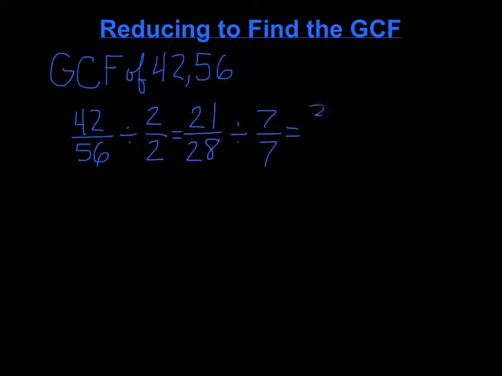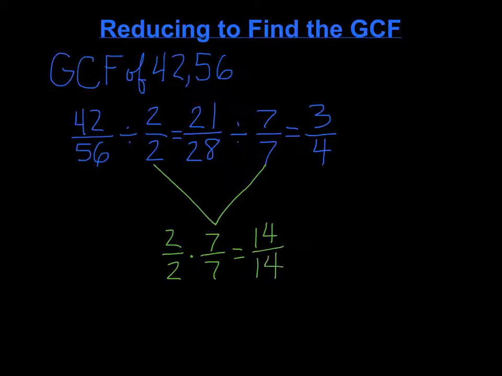21 divided by 7 is 3. 28 divided by 7 is 4. 3/4 is completely reduced, and so I'm done. So now I'm going to take all of my forms of 1. So that means I'm going to take both of these and put them together. So 2 over 2 times 7 over 7 gives me 14 over 14. So therefore, the greatest common factor of 42 and 56 is 14.